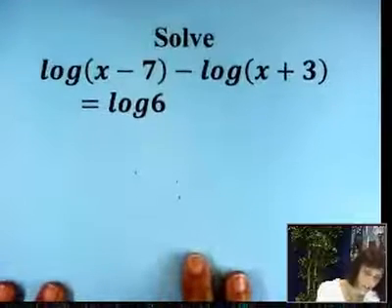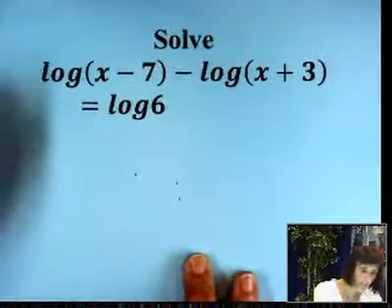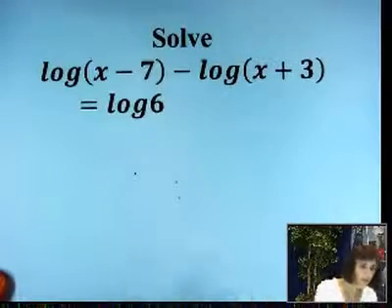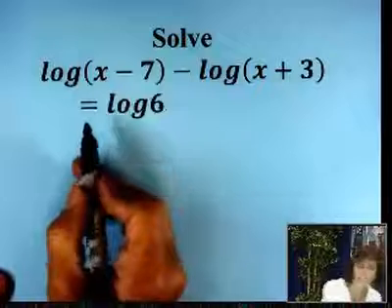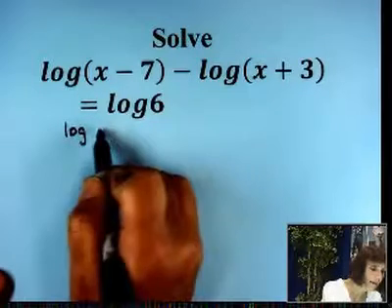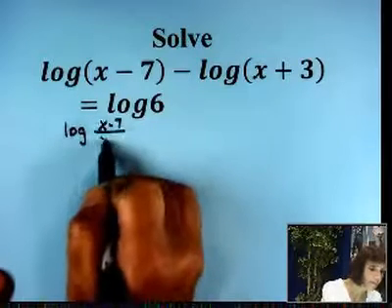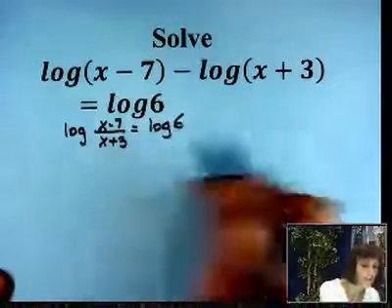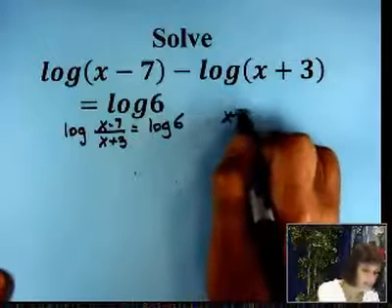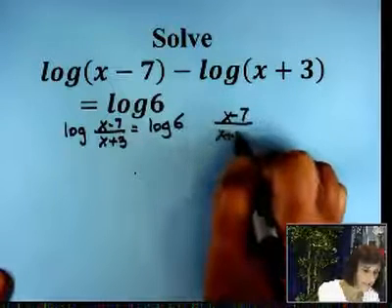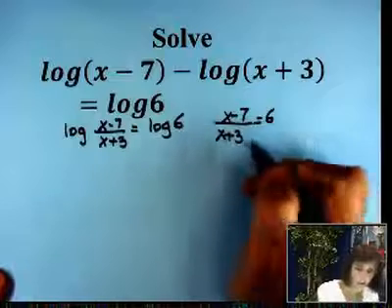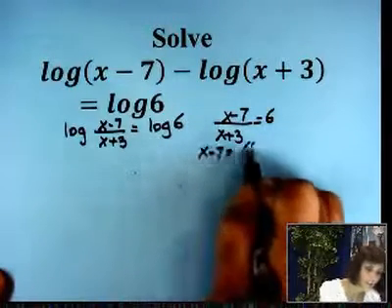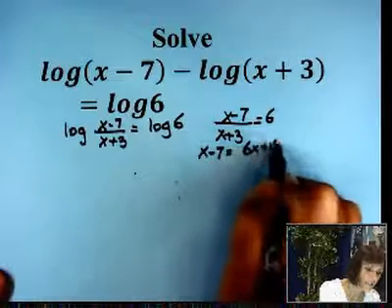Log of (x minus 7) minus log of (x plus 3) equals log 6. Well, what does that mean? I'm going to put the left-hand side as log of (x minus 7) over (x plus 3) equals log 6. Logs match, that means the insides have to match. (x minus 7) over (x plus 3) equals 6. Do crisscross, you have x minus 7 equals 6x plus 18.